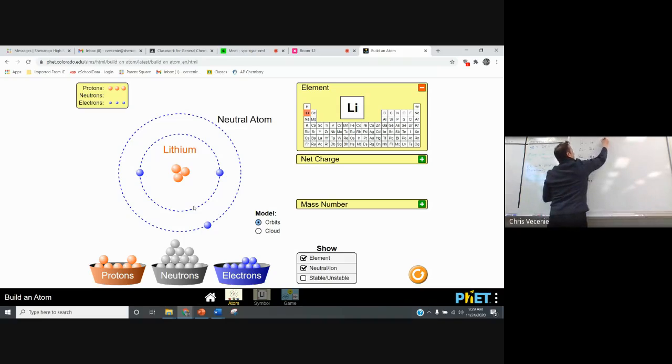So each time I move down a row on the periodic table, I have to add an energy ring. There was 1 ring. Now there's 2 rings. Now there's 3 rings. Now there's 4 rings. And I'm running out of space. But you get the idea.